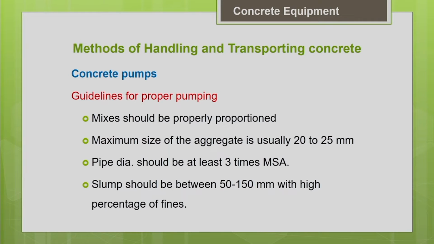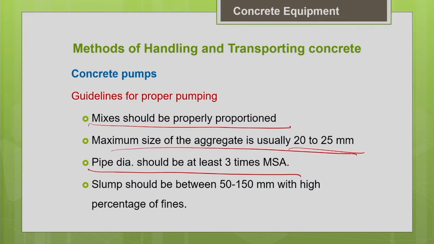If you are going to use the pumping method for placement, accordingly you have to design the workability of the concrete so that it can be easily pumped. So, the mix should be properly proportioned from a pumping perspective. Another important thing is that the maximum size of aggregate is very important for pumpable concrete. We should not go beyond 20 to 25 mm. There is a simple guideline that the pipe diameter should be at least 3 times the MSA of your aggregate. All these things are done to avoid blocking or choking of the aggregates in the pipeline. So, the maximum size of aggregate should be limited if you are going for the pumping method.